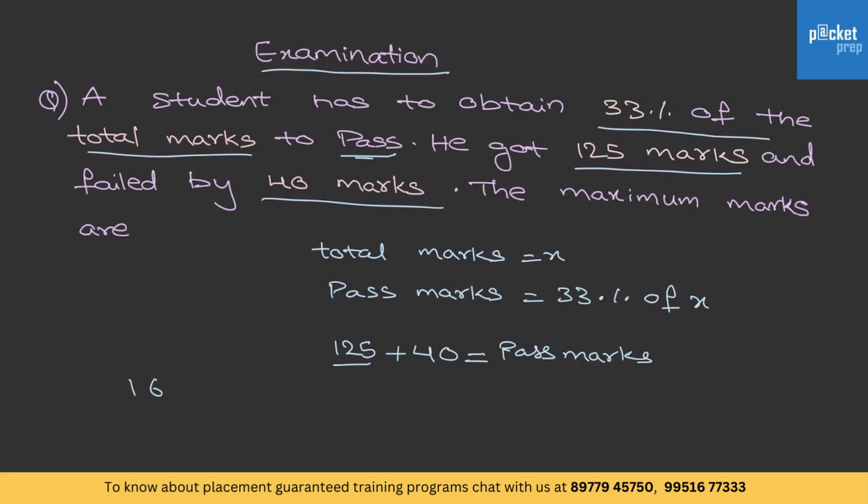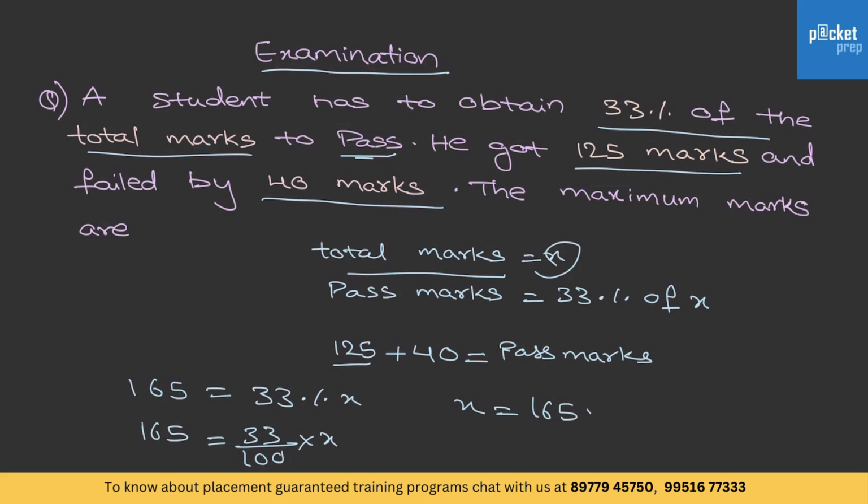So, 165 is equal to 33% of X. And they've asked us to find the total marks, that is X. 165 is equal to 33%, that is 33 by 100 into X. X is given by 165 into 100 by 33. This can be done by 3 11s are 33, 3 55s are 165, and 11 1s are 11, 11 5s are 55. So 5 into 100 gives us 500. So total marks are 500 marks.